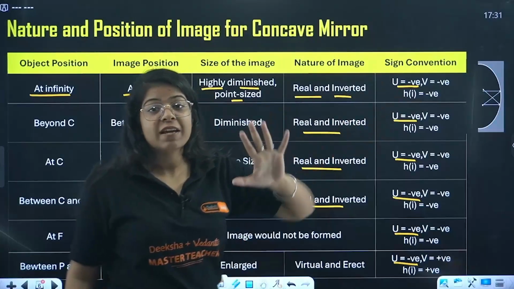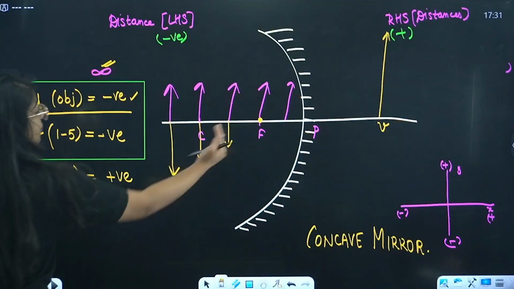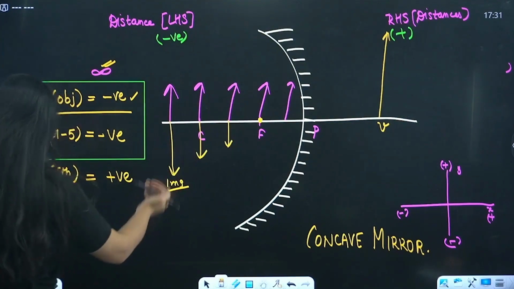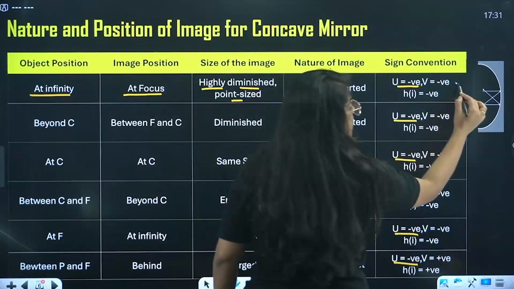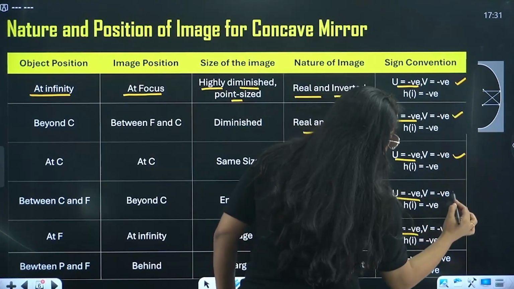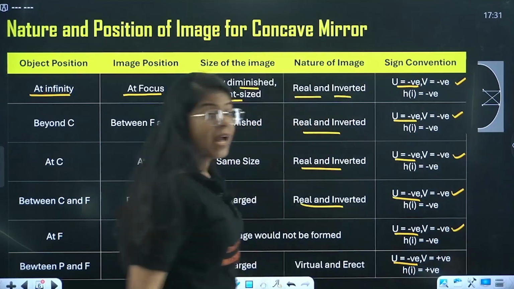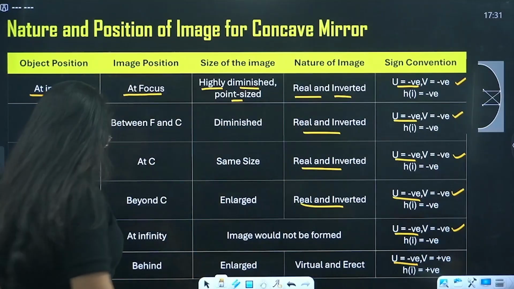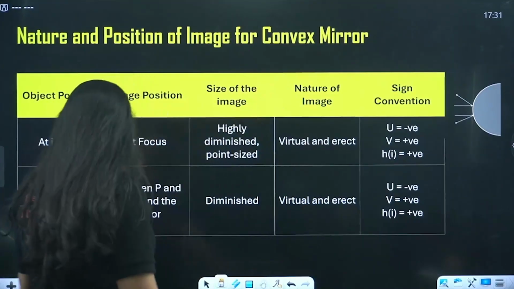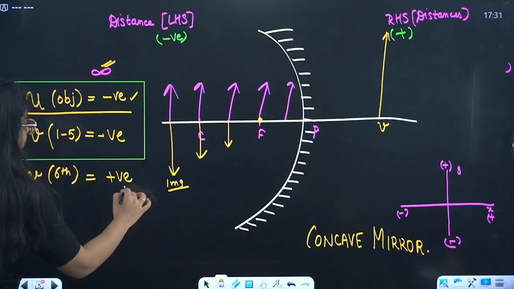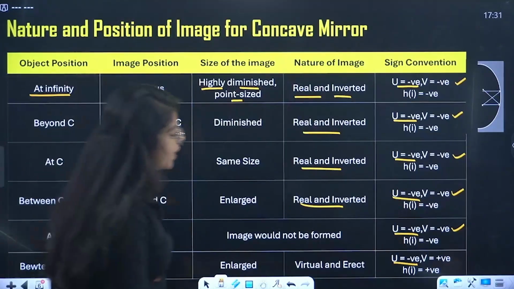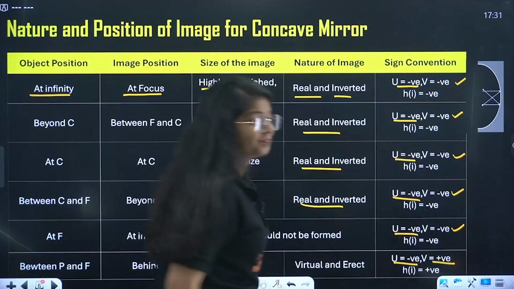Now in all the first 5 cases, the image is formed on the left hand side. So the image distance will also be negative. V is negative. In the 6th case, the stupid case, the image is formed on the right hand side. So V will be what? Positive.